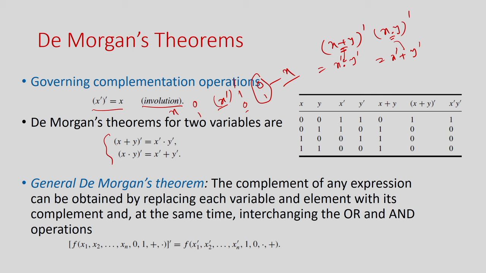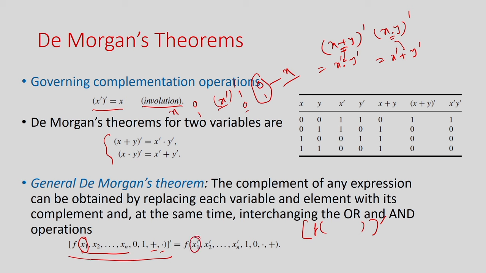In general, this is for two variables, but you can have a big expression of variables x1 to xn over the operators AND and OR, and you try to complement this function. There may also be some 0s and 1s in the expression. De Morgan's rule says that wherever you have x1, you replace it with x1 bar.